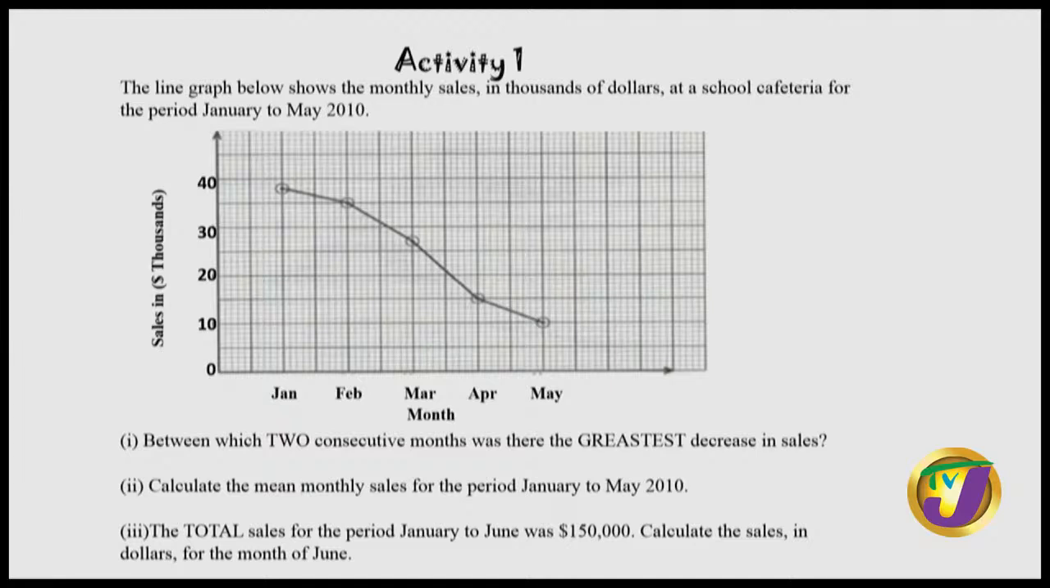So in January, looking at this graph, I believe we have $38,000 in sales. Yes. So January, sales was $38,000. In February, we had $35,000. And in March, we had $27,000. In April, it went down to $15,000. And in May, it went all the way down to $10,000.